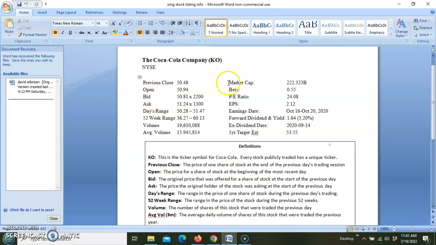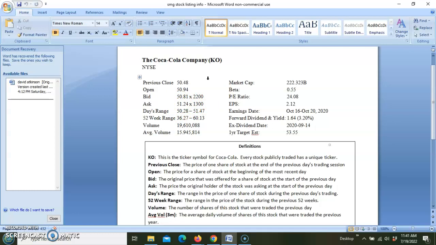Next, we come to bid and ask. Sometime at the start of the day, middle of the night, something like this, there was a broker who went to someone who owns Coca-Cola stock, and they said, hey, we'll buy 2,200 shares of Coca-Cola stock for $50.81. The brokers who were representing the owners of that stock came back and said, I tell you what, we're willing to sell 1,300 shares for $51.24. So the bid price and ask price are a little bit different.